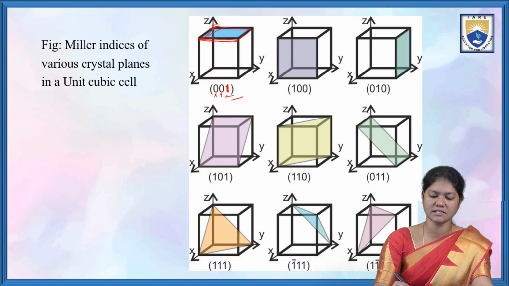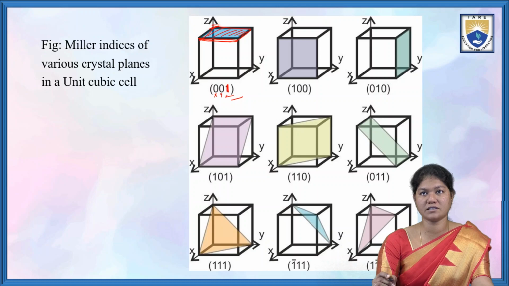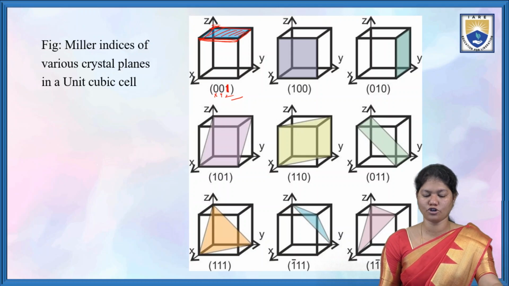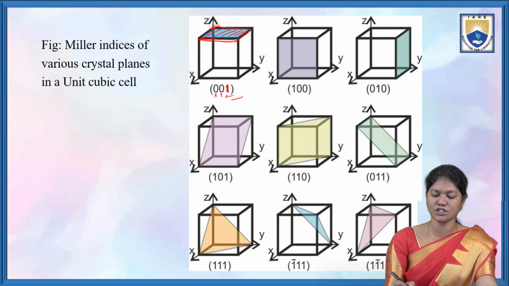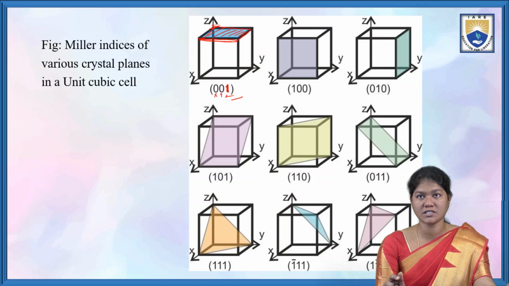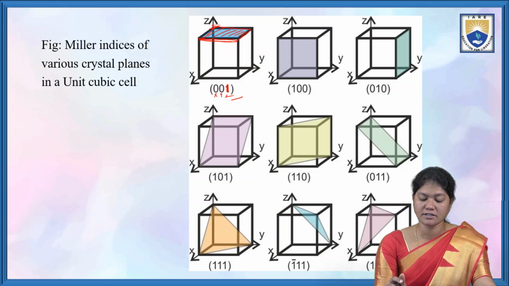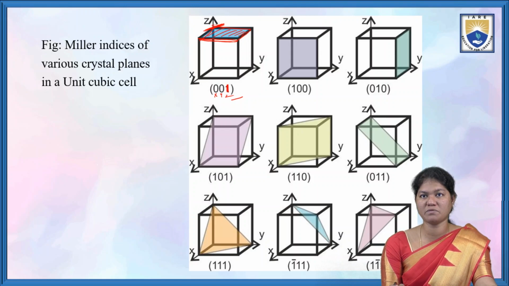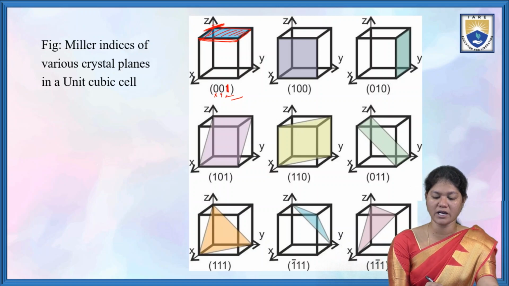When taking this, the Miller indices for this crystal plane of a unit cubic crystal is 001, as there is no interception on the Y axis and no interception on the X axis. Only there is interception on the Z axis, so that can be written as 001. No interception means infinity.